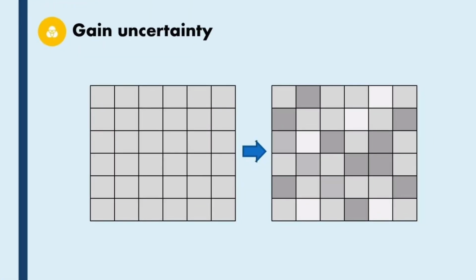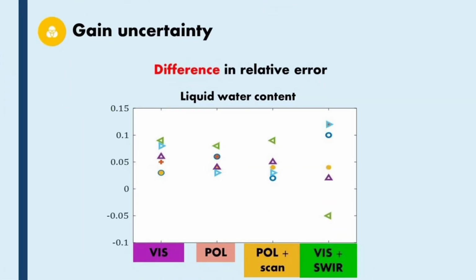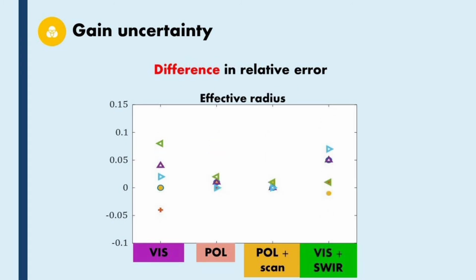The gain uncertainty is defined per pixel. The relative change in gain is randomly sampled from a normal distribution with standard deviation of 5%. For the polarized imagers, random gain uncertainty is applied per sensor pixel prior to the Stokes vector calculation. The consequence of gain uncertainty is more significant than that of stray light. However, the pol setup is relatively stable, especially in the retrieval of the effective radius.